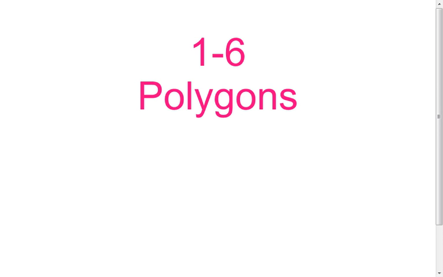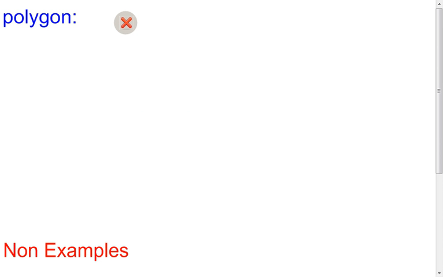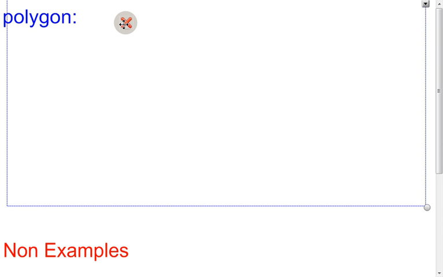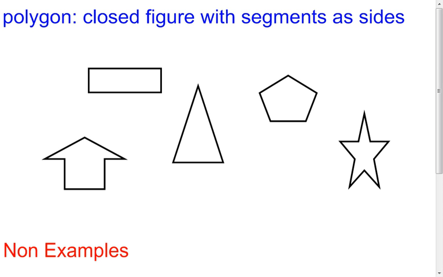In this lesson we're going to talk about polygons. As you can tell, we're going to get the basics down for polygons, and then over the next few weeks and months we're going to get into more of the little details dealing with polygons. But for a starter, just want to know, what is a polygon? A polygon is nothing more than a closed figure. It's made up of segments as sides, and I have a bunch of examples of some polygons.